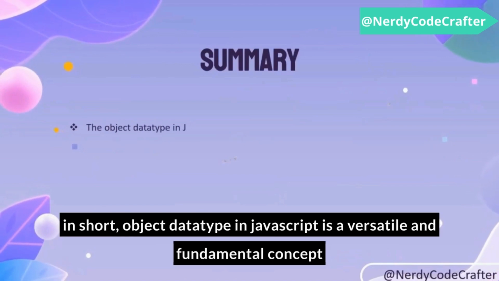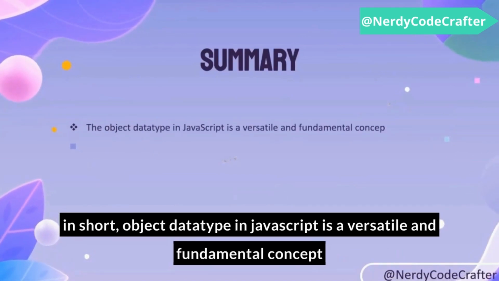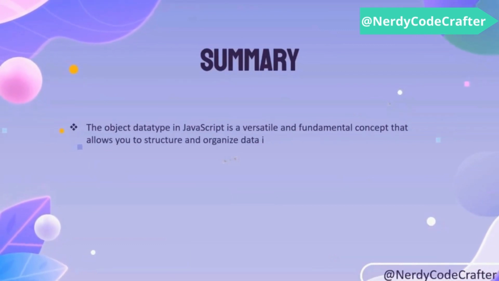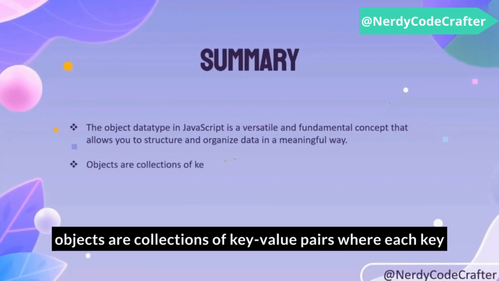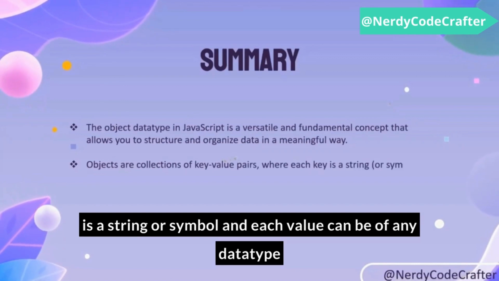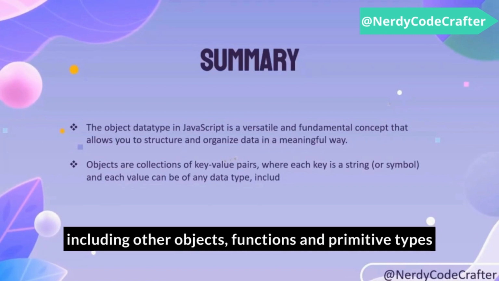In short, the object data type in JavaScript is a versatile and fundamental concept that allows you to structure and organize data in a meaningful way. Objects are collections of key-value pairs where each key is a string or symbol, and each value can be of any data type, including other objects, functions, and primitive types.